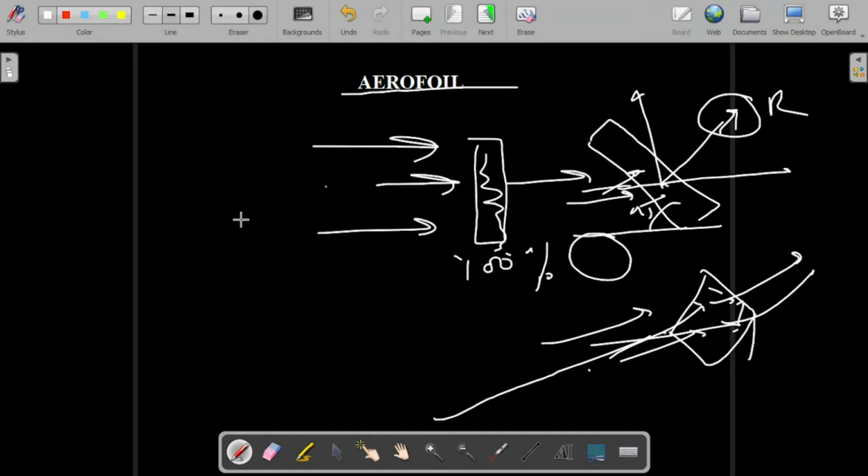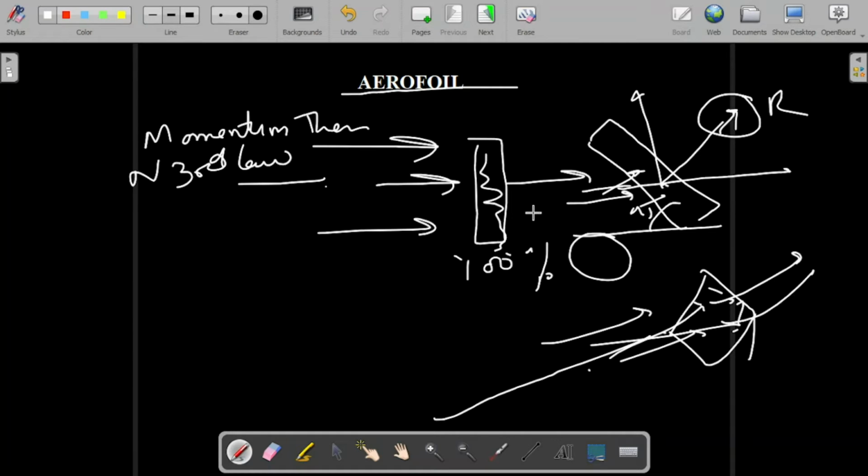So this is one theory. This is also called the momentum theory, and this is basically based on Newton's third law. For every action there is an equal and opposite reaction. So this is action, and since it is putting a force in the downward direction, there is a reaction because of which that plate is going upward.